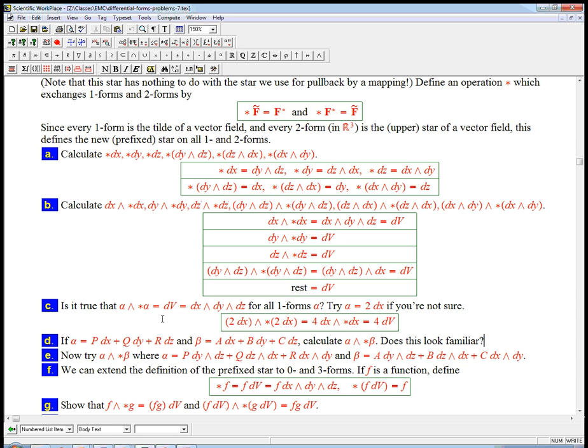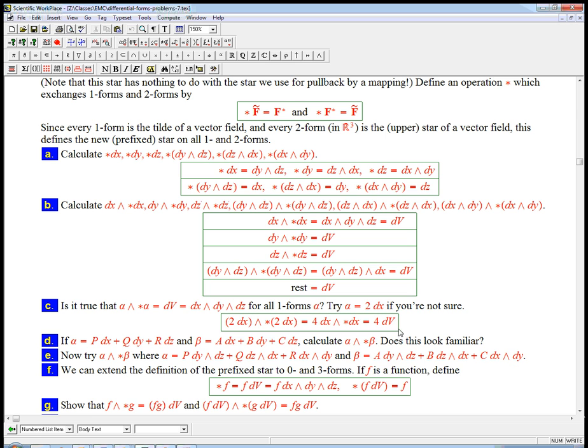Okay, so we actually have to look at this. What we're actually going to do is take not just alpha wedge star alpha, I'm going to take alpha wedge star beta, some other one form. So I'm going to take a one form and another one form, and I'm going to star this guy to create a two form. That's nice because when we wedge them together, just like we were doing up here, we always get the same thing.